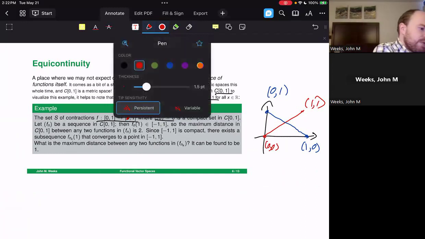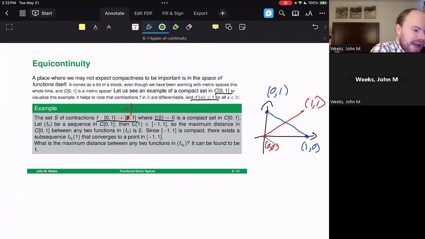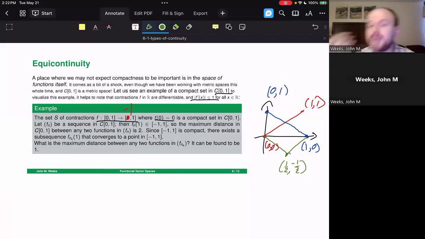Just to add another example to make sure that we're clear on what that might look like, I might start having a function that looks like this. So here's a function that maybe connects 0, 0 to 1/2, -1/2, and then connects us back to 1, 0. That could be another function now in one of our contractions.